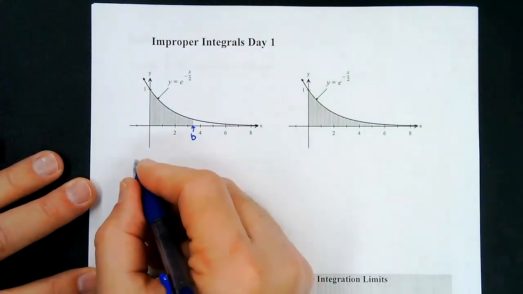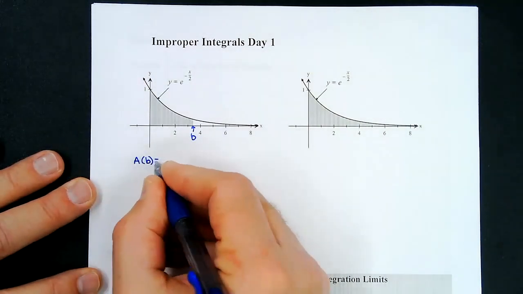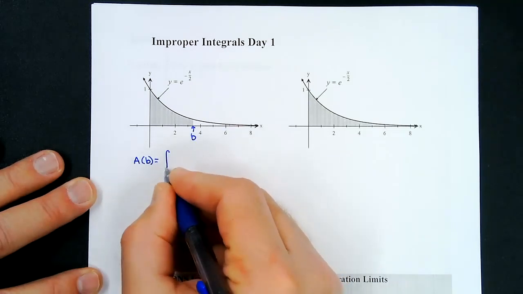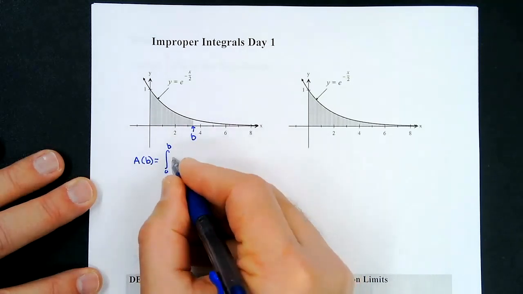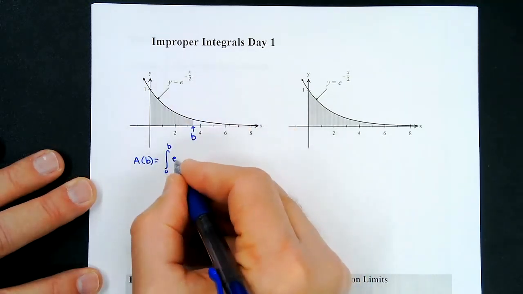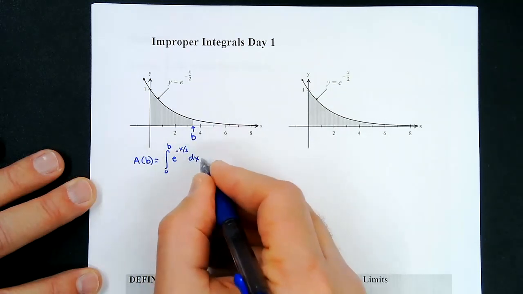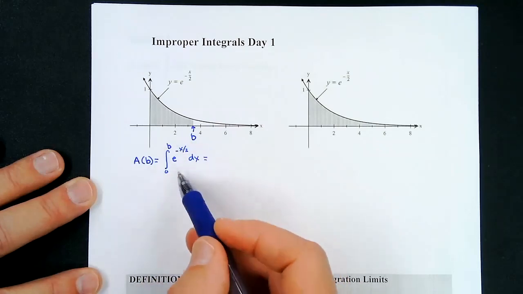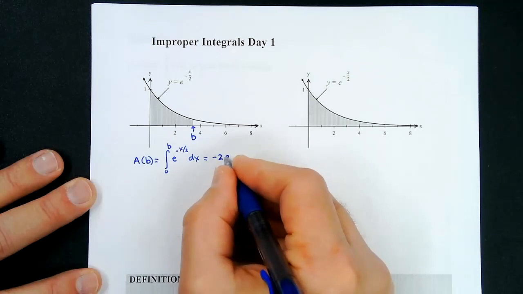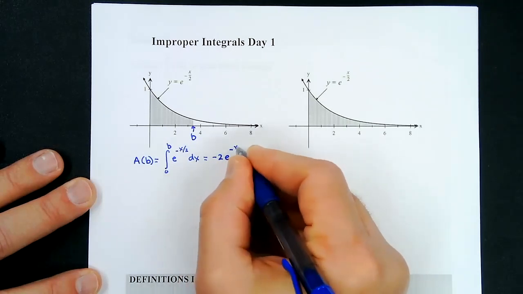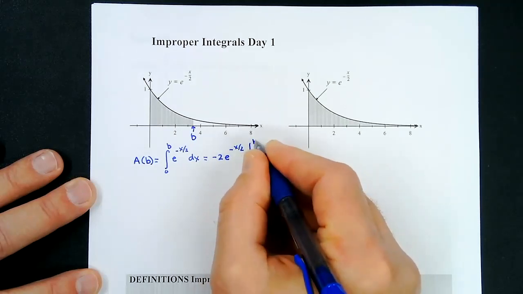So we're going to call this function that generates the area A of b. And that's going to equal the integral from 0, because this one's starting at 0, and we're going to end it at b, of the function e to the negative x over 2 dx. And if you did the antiderivative of this, you would wind up with negative 2e to the negative x over 2. And then we want to evaluate this from 0 to b.